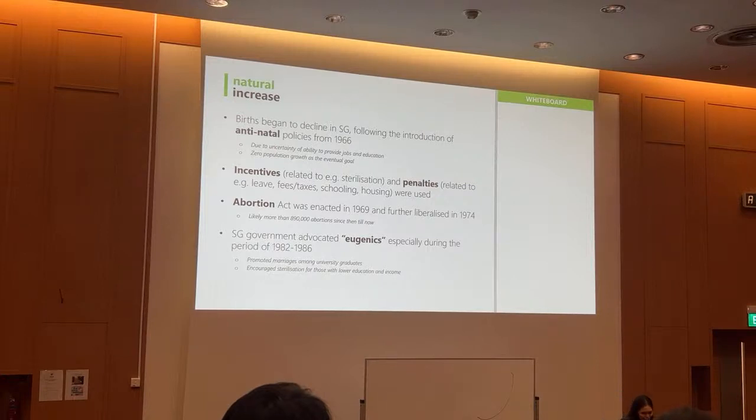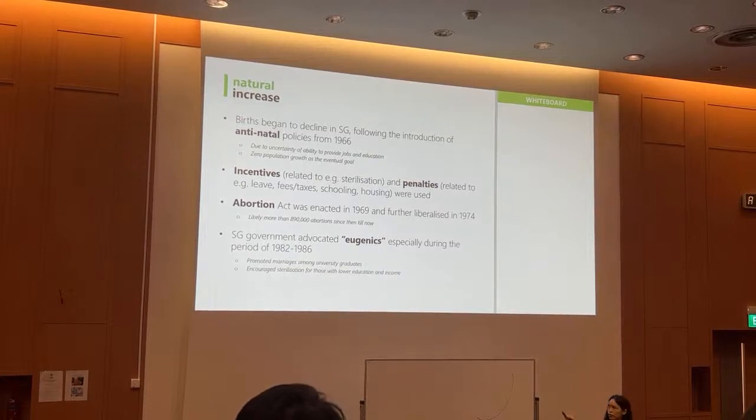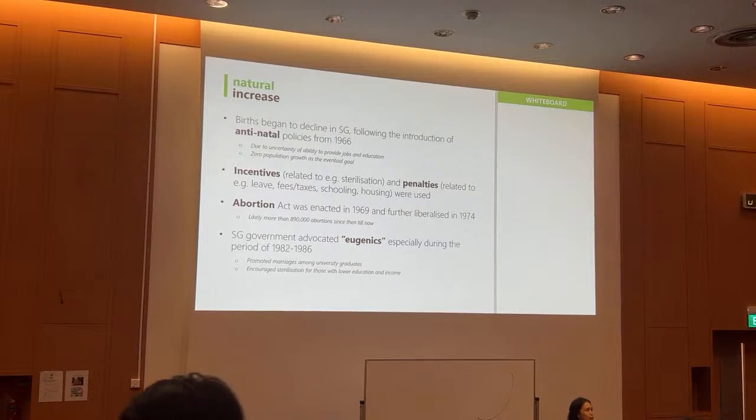Towards this belief, the government started to promote more marriages among university graduates. Whether university graduates should be considered as higher quality human beings, I leave it to you to ponder. Then on the other hand, the government encouraged sterilization for those people who were lower in education and lower in income. Whether these people should be considered as lower quality human beings, I will also leave it to you to ponder.